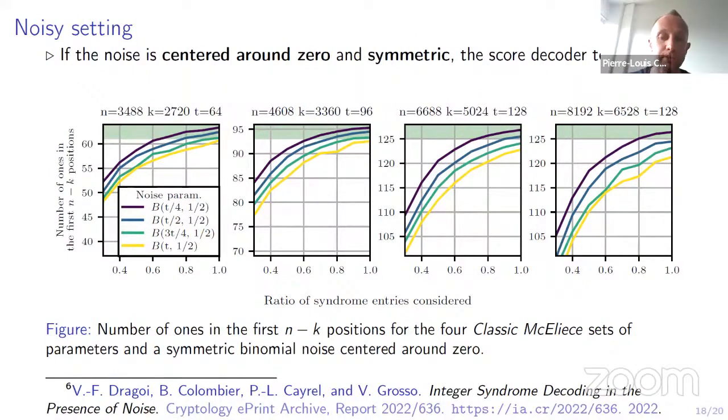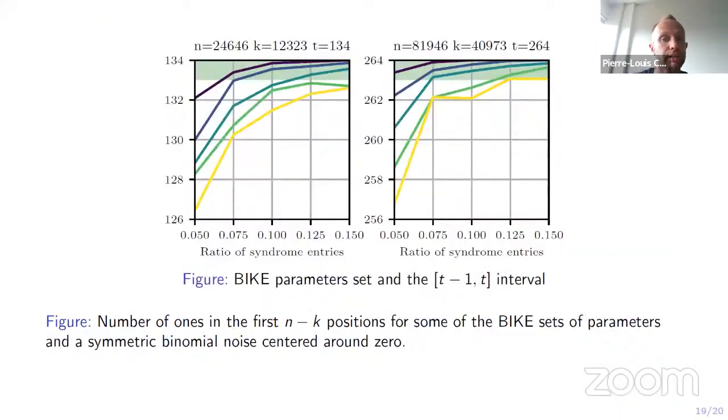That was for classic McEliece, but we can also investigate the BIKE candidates. For BIKE candidates, it's even more successful because we need very few syndrome entries because the parameters are slightly different. They are much bigger. So even with a few entries in n, we can successfully recover the correct x. We can solve it very efficiently in this case.